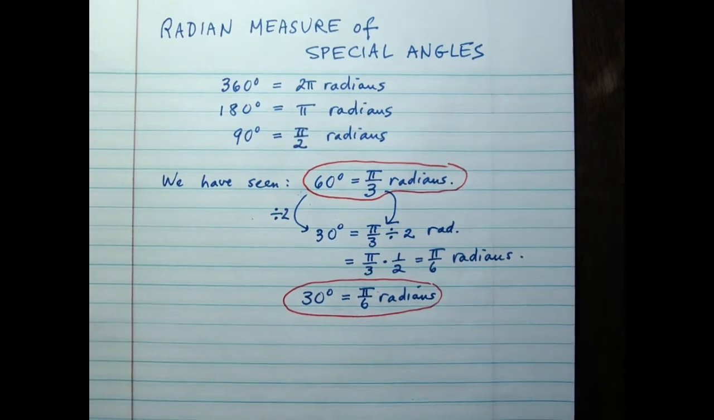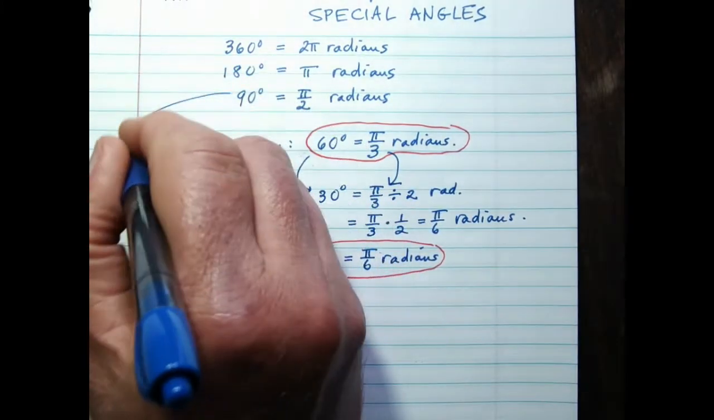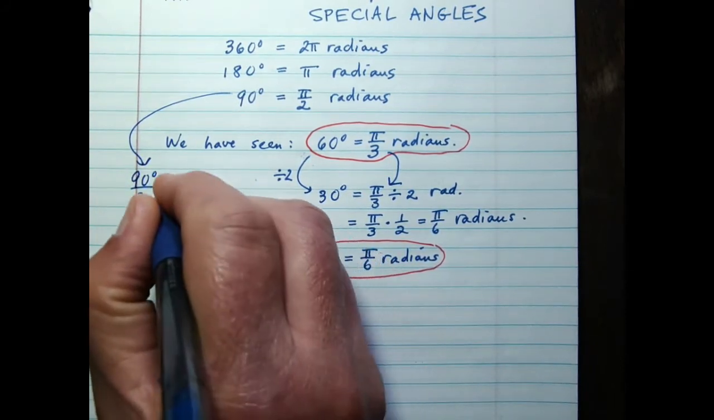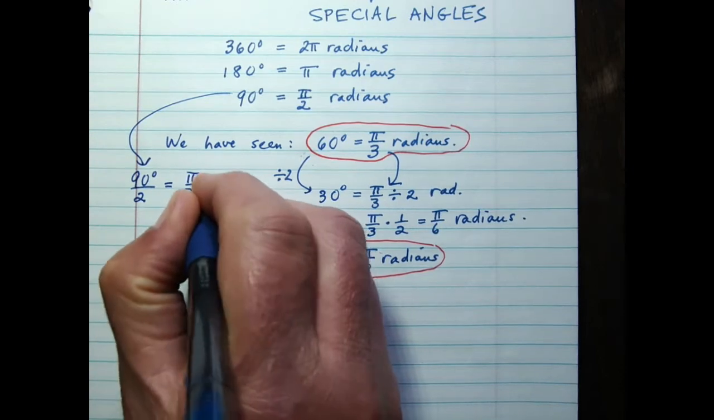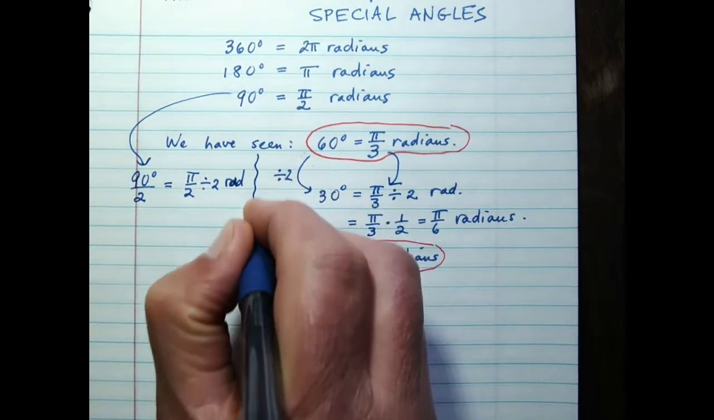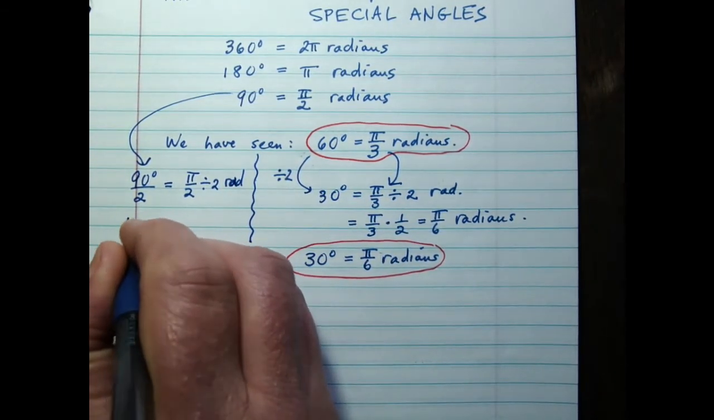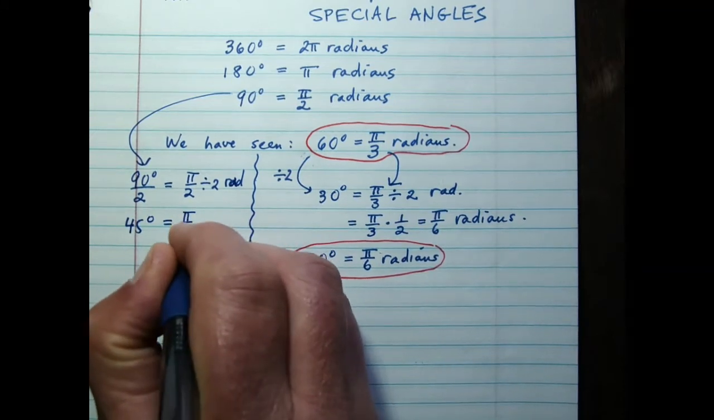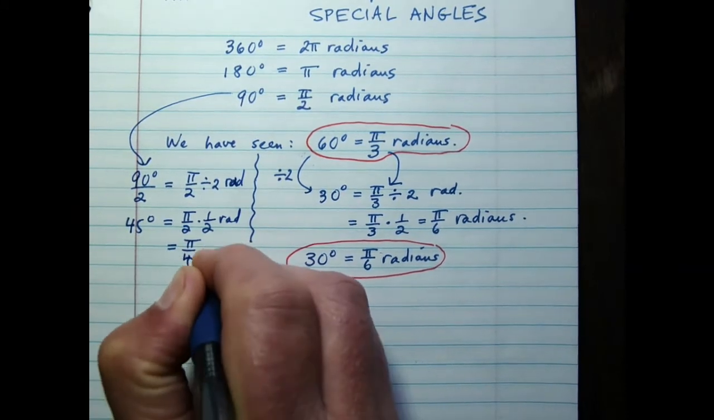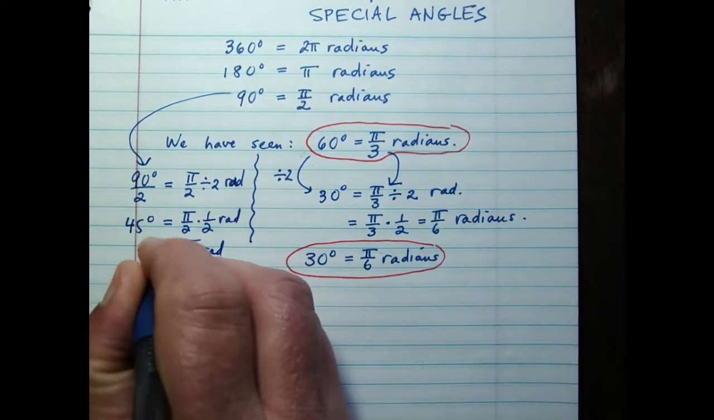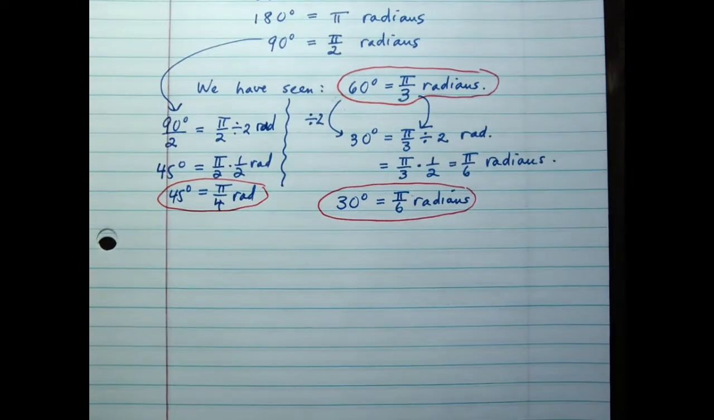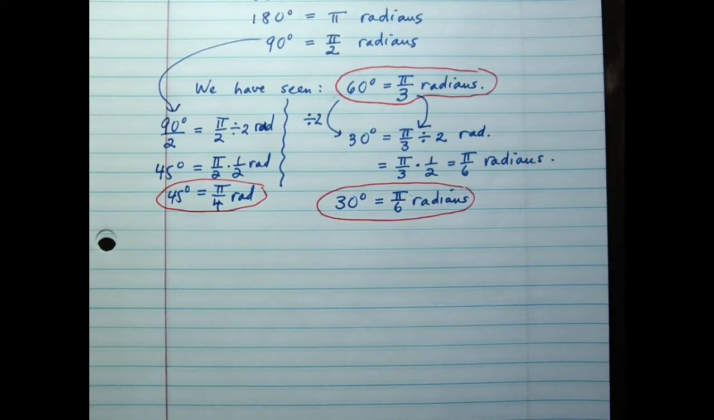And we also need, I'm going to just pluck this off on the side, if I take 90 and divide by 2, that's going to be pi over 2 divided by 2 radians. 90 divided by 2 is 45 degrees. Pi over 2 divided by 2 is pi over 2 times a half, which is pi over 4 radians. That's another special angle expressed in terms of radians.